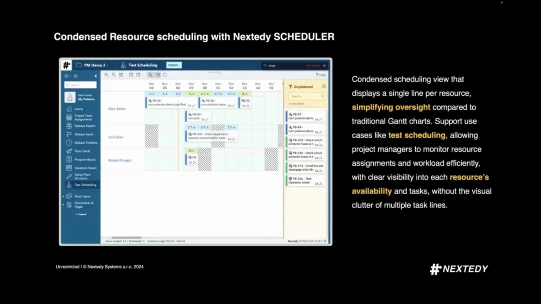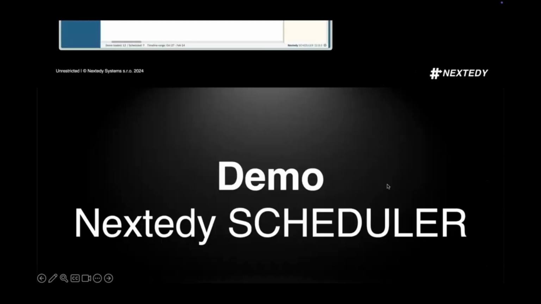In the invitation for this webinar, we also promised that we will highlight one additional product called Nextedy SCHEDULER. It's a condensed resource scheduling application, which is really important to simplify the oversight compared to traditional Gantt charts. A typical use case for that is, for example, test scheduling, especially when you really need to have a more condensed interface but still be able to understand the resource availability.